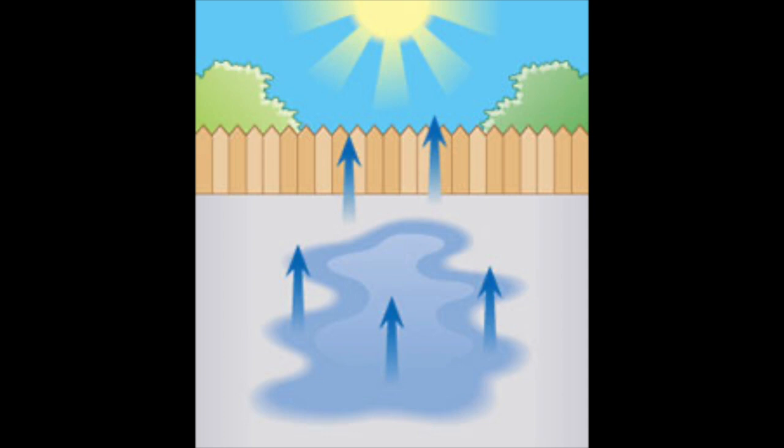Here is an example of evaporation. The puddle is made of liquid water. The sun is heating the liquid water, so it evaporates into water vapor, and the liquid water becomes a gas and goes into the air as water vapor.